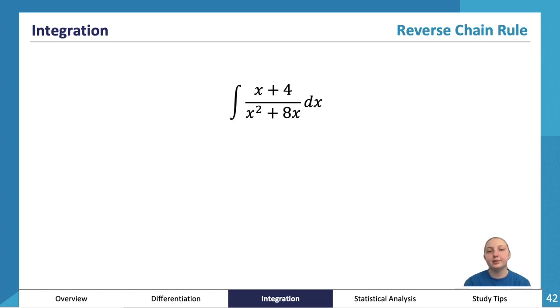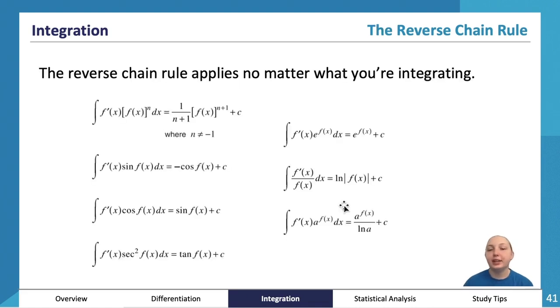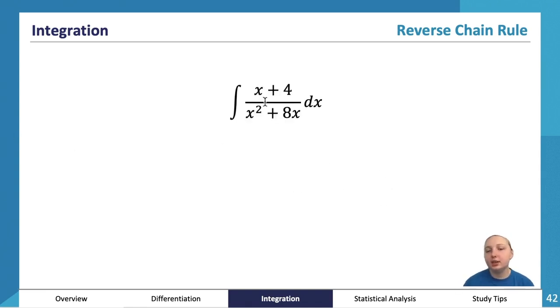Okay, so let's have a look at this one together. Hopefully you recognize that these two are very similar, and that it looks like we might have to use this formula here. The only thing is this numerator is not quite the derivative of the denominator, sorry. So what we need to do here is think about what we need to do to the numerator in order to make it the derivative of the denominator.